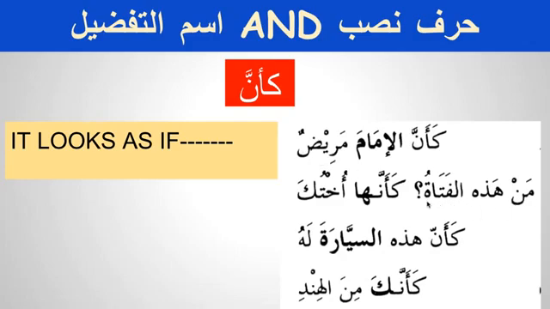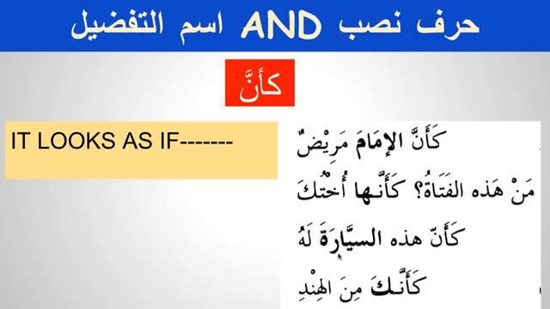Man hadihil fatatu? Who is this fatatu? It means young lady. Man hadihil fatatu. Hadihi followed by al badal. Ka'annaha. So same thing here. You can attach damir muttasil, and that will be a mansoob form. Ka'annaha. It looks as if she is ukhtuka, your sister.